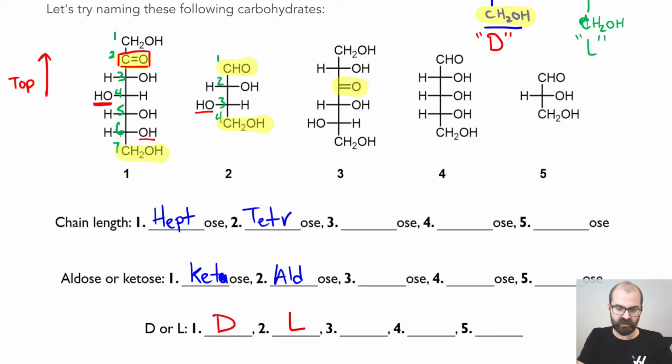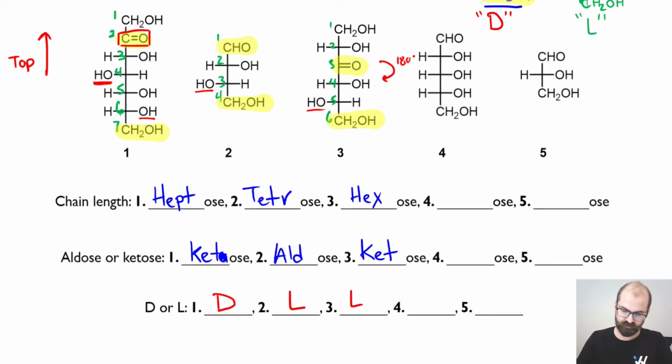All right, next one. We have a ketone in it, but it's closest to the top. If we tried to rotate this molecule 180 degrees, for example, the ketone would be 1 step down, so it would technically be in a lower numbered carbon position. So we now number everything. We have 6 carbons, so this is a hexose. We have that ketone, so it's a ketose. And if we look at our CH2OH, we can see that this is in fact an L sugar.